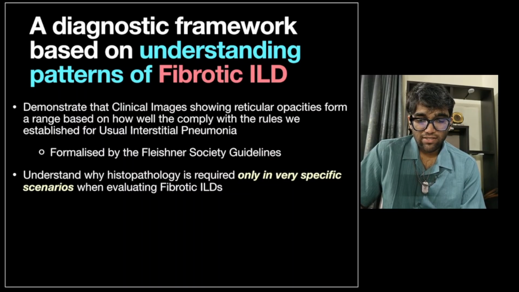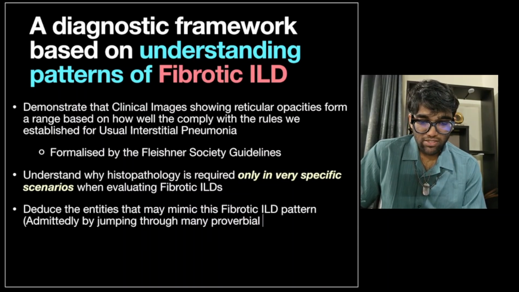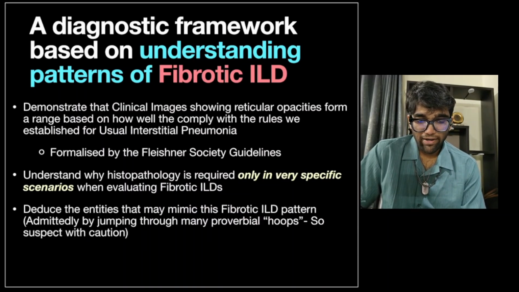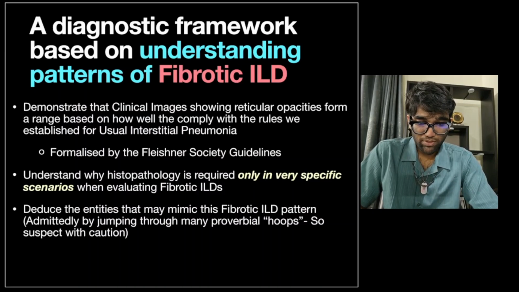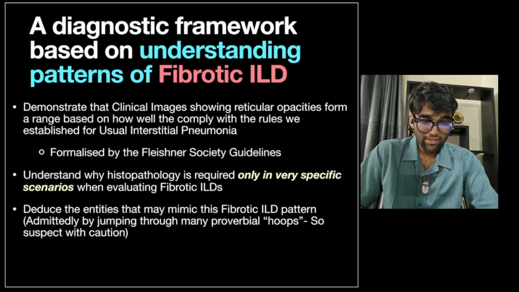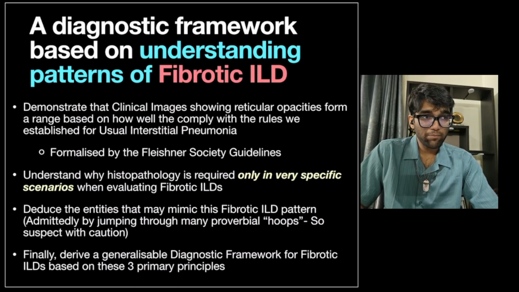And we'll then try to understand why histopathology, although how the term usual interstitial pneumonia came to be, is at the present moment only required in very specific scenarios. The third thing we'll try to do is deduce the entities that may mimic this fibrotic ILD pattern. Okay, and admittedly, we'll understand that any disease that has to mimic this fibrotic ILD UIP pattern would have to do so by jumping through many proverbial hoops. Okay, so obviously in the clinical context, these entities must be suspected with some degree of caution. And finally, we'll try to derive, as I've been promising for a while, the diagnostic framework for fibrotic ILDs based on these three primary principles.